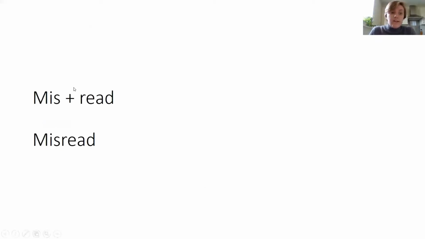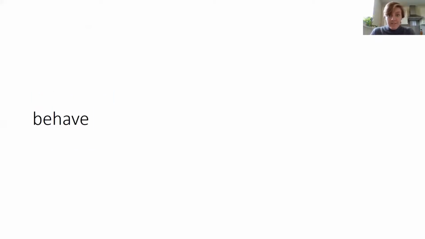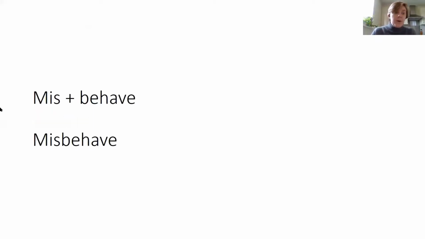Second word is read. If we add it on the front like that, we get misread. And to misread something is to read something incorrectly. If you're reading a book and you read a word in slightly the wrong way, you misread it. Next word is behave. Now if you misbehave, you behave badly or you behave wrongly. So you're not behaving in the right way.